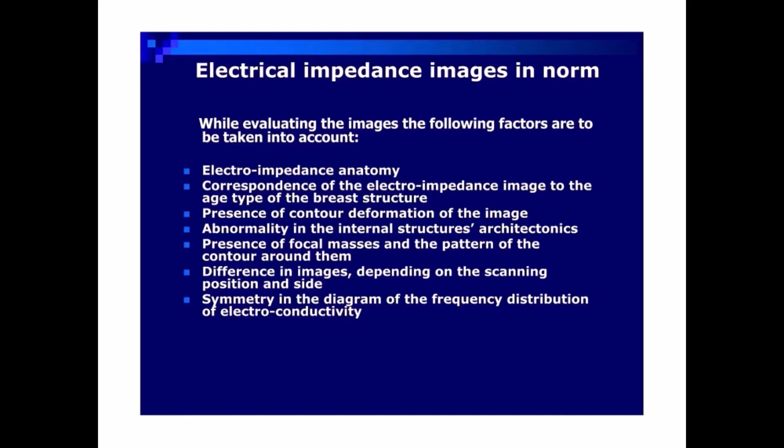While evaluating the images, the following factors are to be taken into account. Electroimpedance anatomy. Correspondence of the electroimpedance image to the age type of the breast structure. Presence of contour deformation of the image. Abnormality in the internal structure's architectonics. Presence of focal masses, and the pattern of the contour around them. Difference in images, depending on the scanning position and site. Symmetry in the diagram of the frequency distribution of electroconductivity.